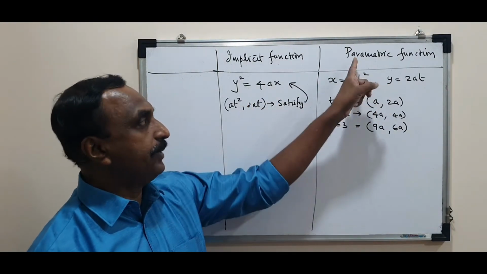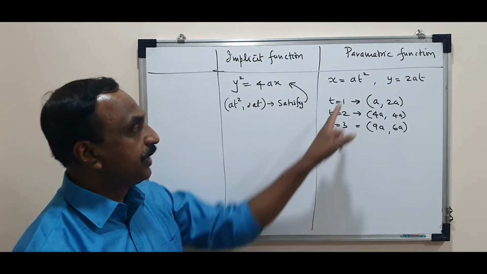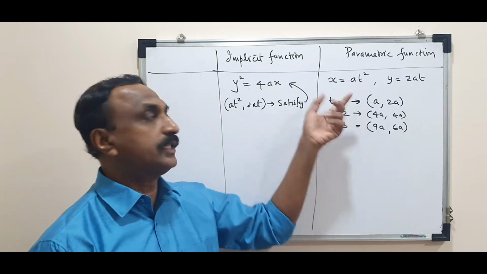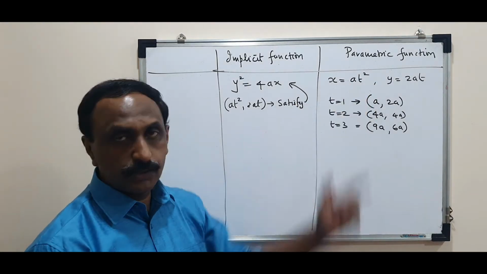So t is called the parameter. That's why the word parametric function has come. As the value of t varies, we can define each and every point on that particular curve. Hence, we call it a parameter.